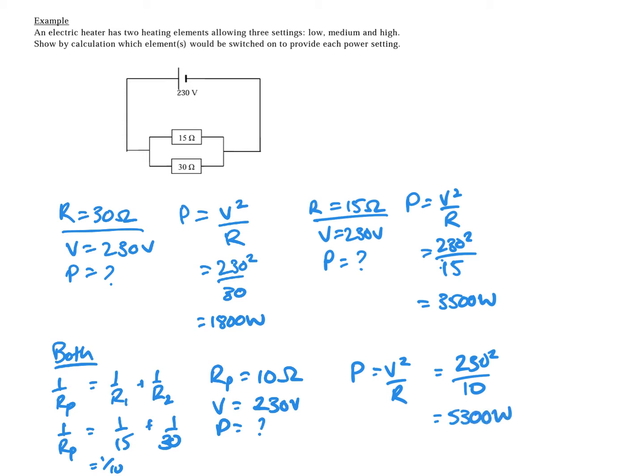And now we can see all the powers tie in with what we expected. The biggest resistance is low power, so we need to identify these. This is our next step up. This is medium power.